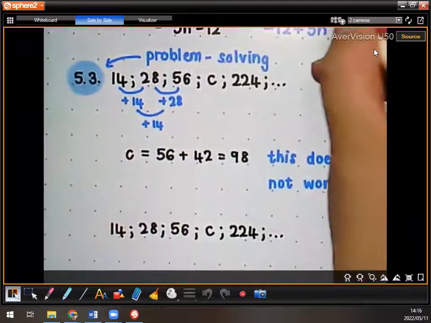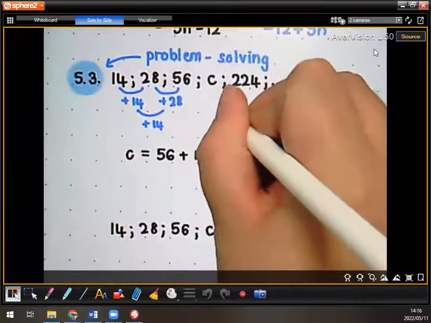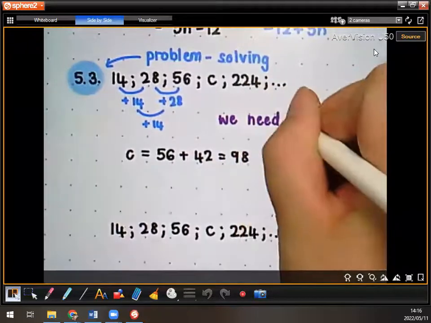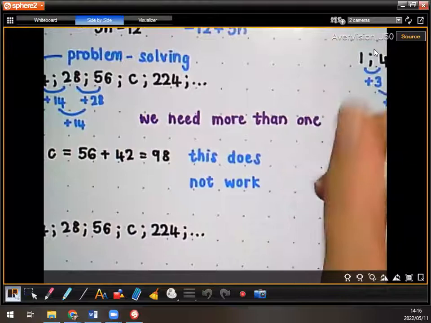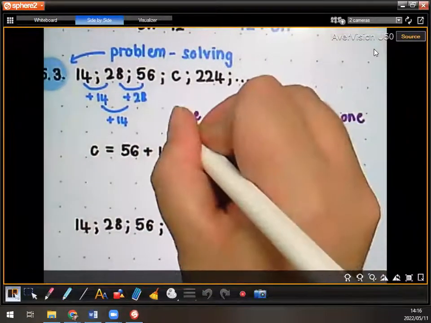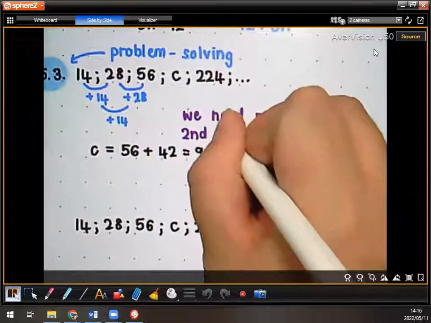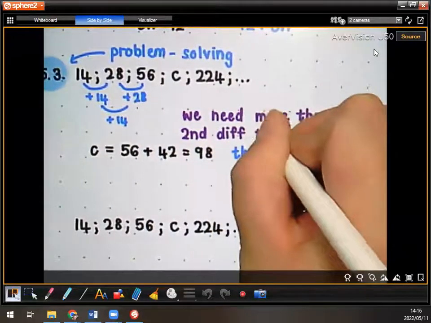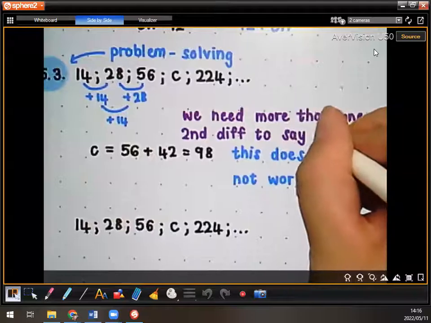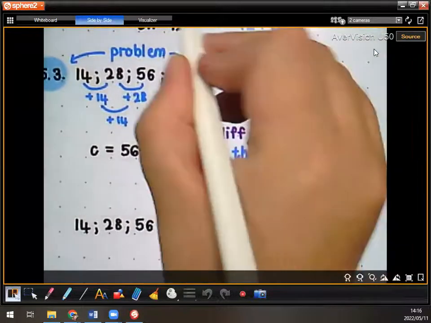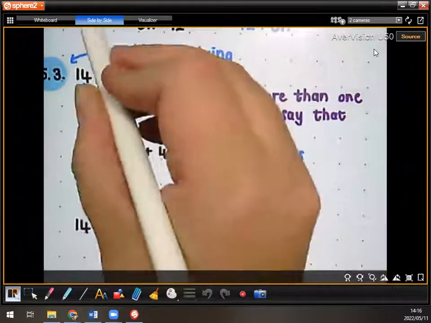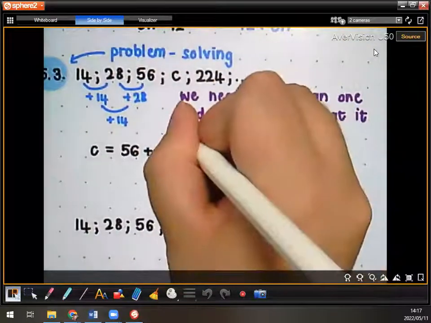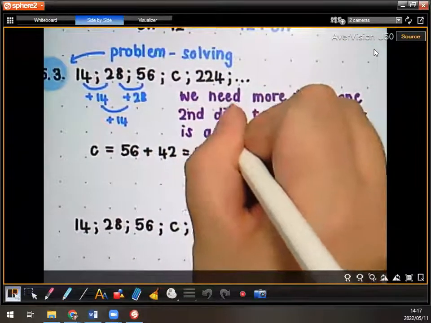Okay, so let's write on the side here. We need more than one second difference to say that it is quadratic.